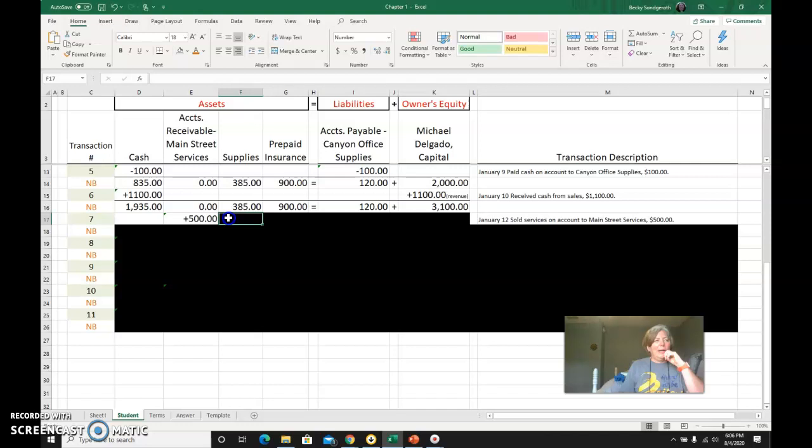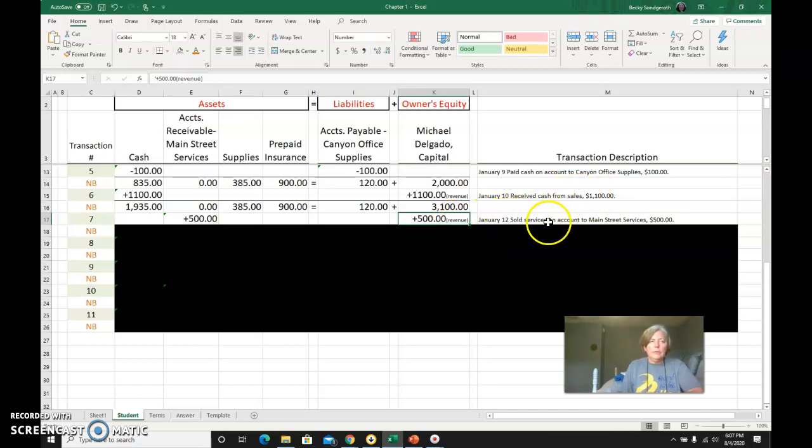Nothing happened to supplies. Nothing happened to insurance. Nothing happened to accounts payable. It was account receivable. So none of those are affected. And again, I know that both sides have to equal, so I know that I'm at a plus 500 under capital, and the reason is because of revenue. The words sold services tell me it's revenue. The word sales up here told me it was revenue. So get used to finding these keywords. Sold services, revenue. Revenue, a good thing for capital, went up 500.